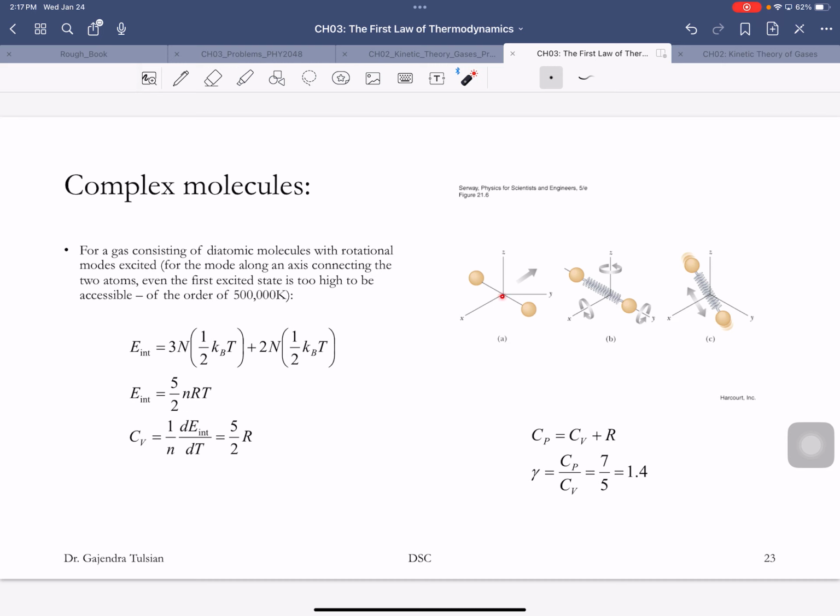So for a diatomic molecule at room temperature, the number of degrees of freedom is 5, so its Cv is 5/2 R. And gamma for diatomic molecules at room temperature is about 1.4.